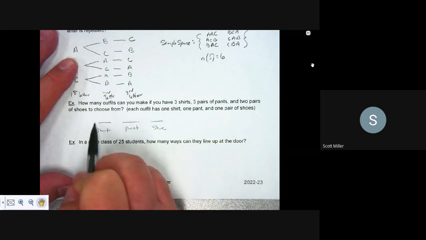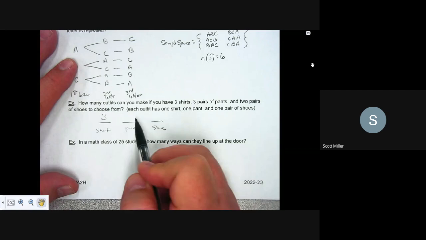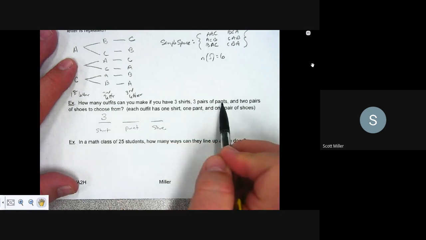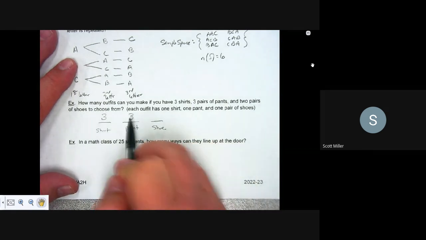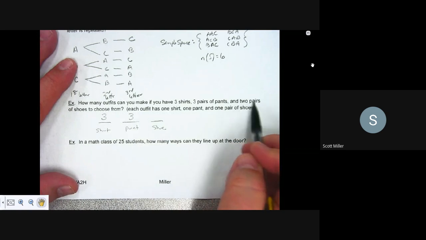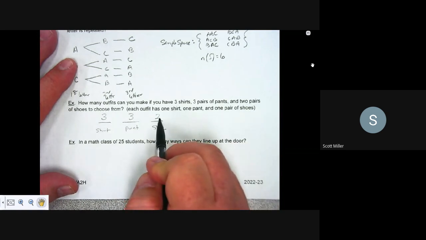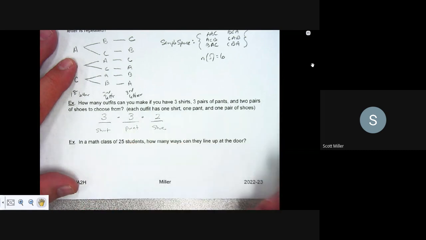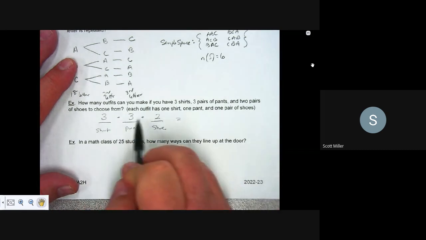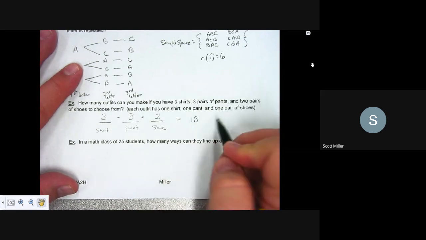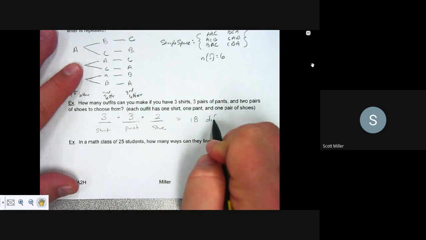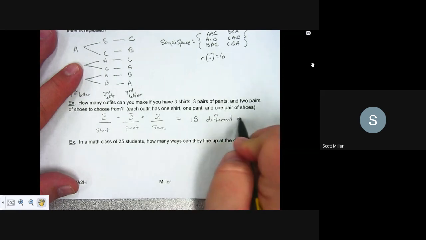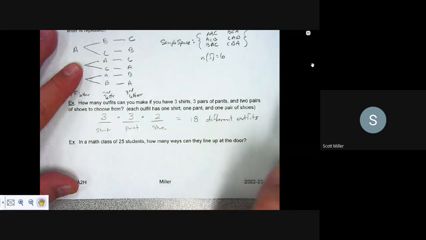How many ways can I pick a shirt? Well, there are 3 shirts. I have 3 to choose from. How many ways can I pick a pant? Well, I have 3 pairs of pants. How many shoes do I have? Well, I have 2 pairs of shoes, so that means I have 2 to choose from. And the fundamental counting principle says that I just need to multiply those quantities together. And 3 times 3 times 2 is 18, which means I have 18 different outfits. And I don't need to list them all.